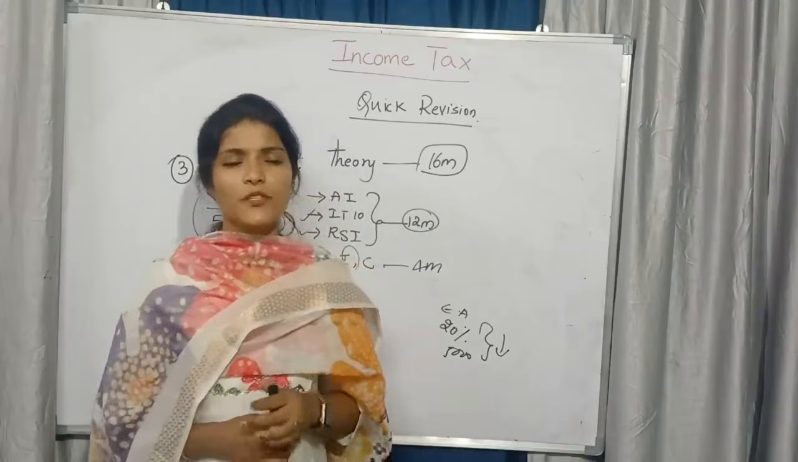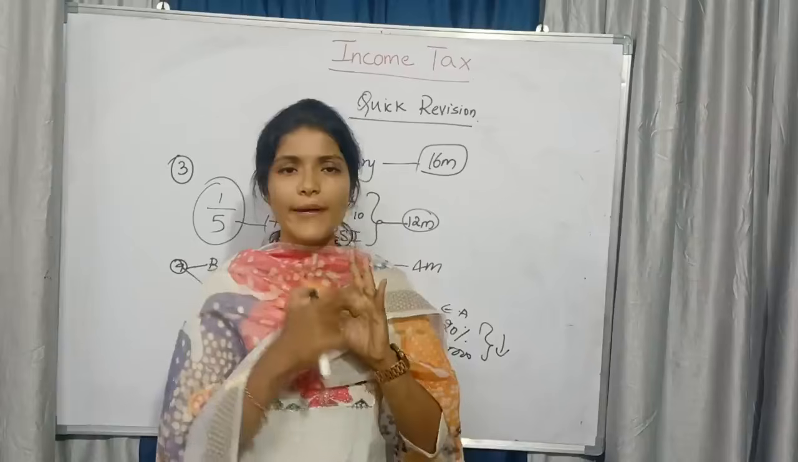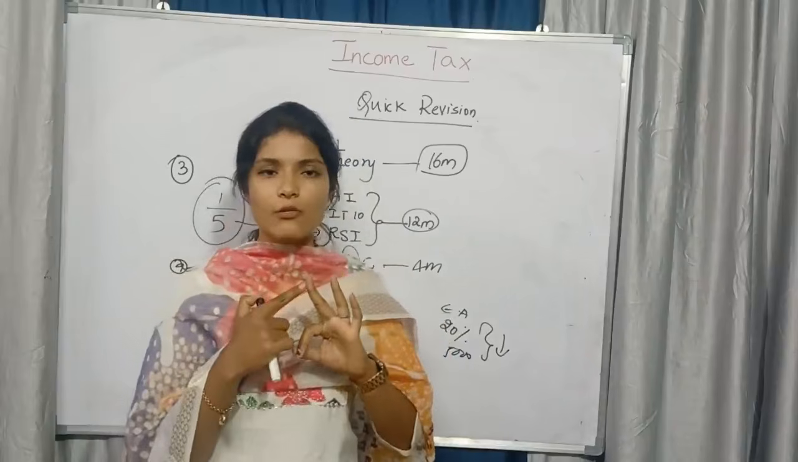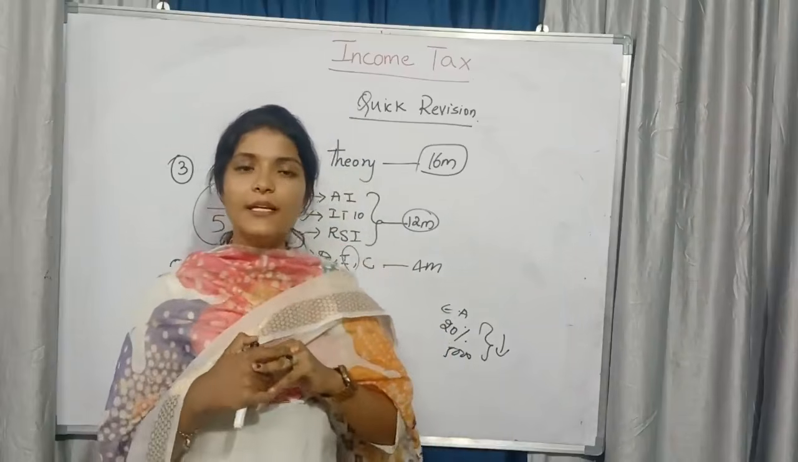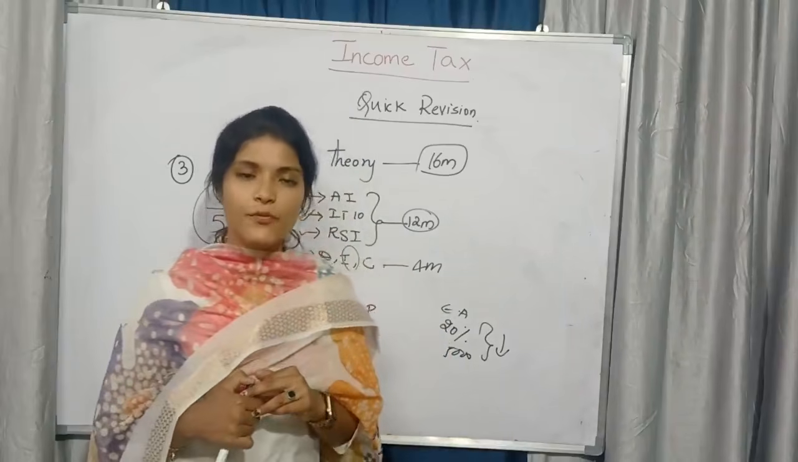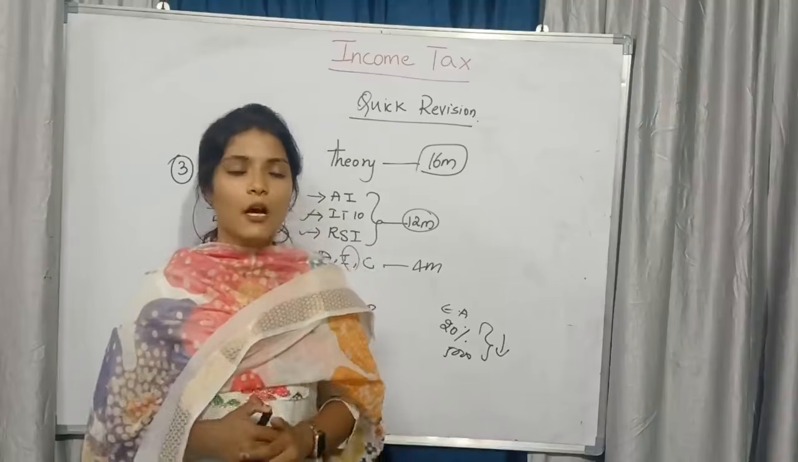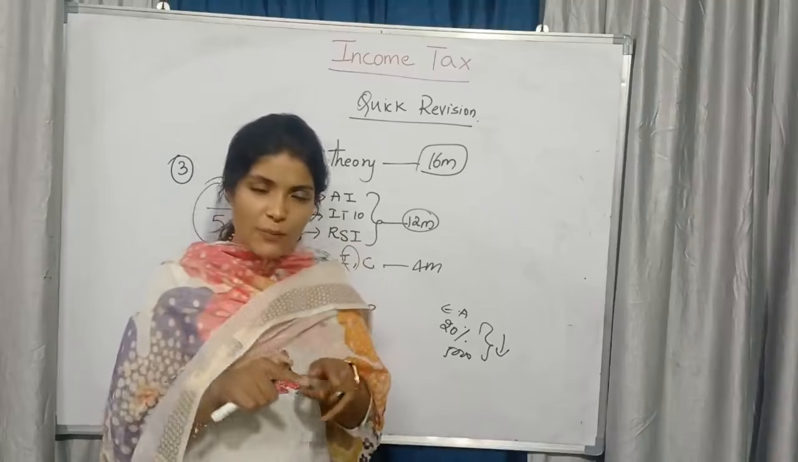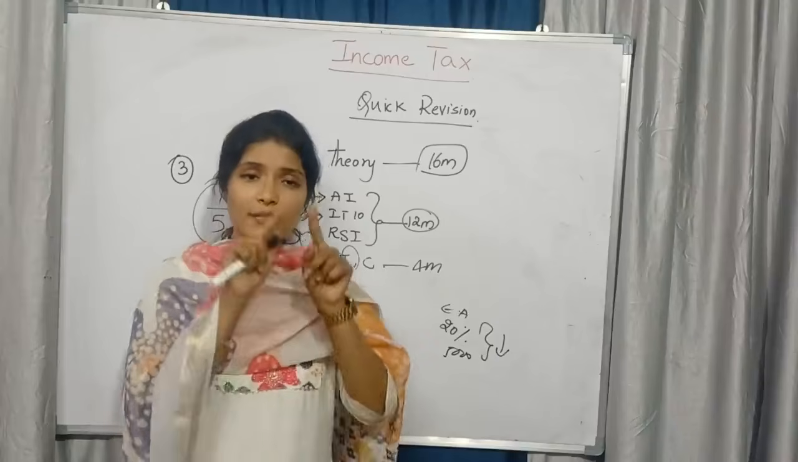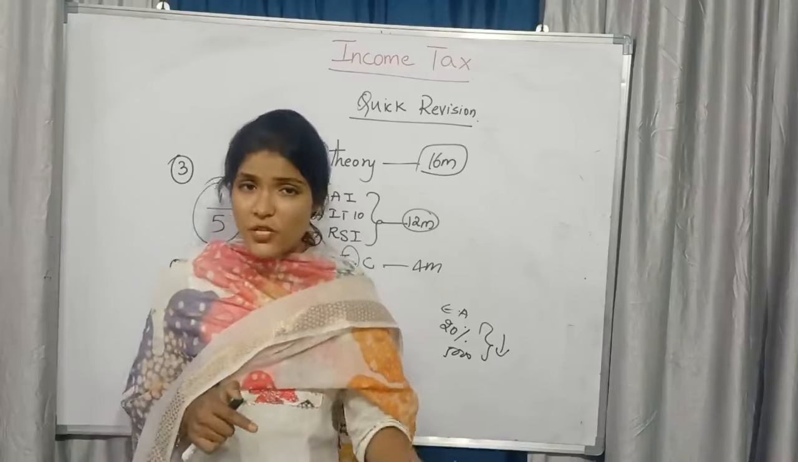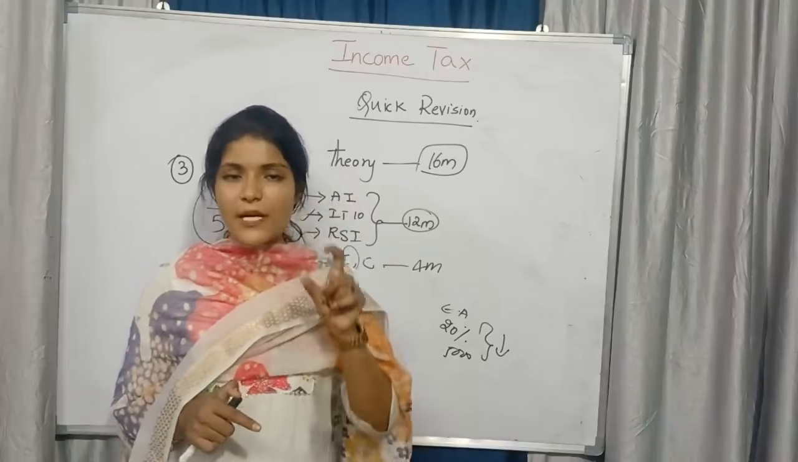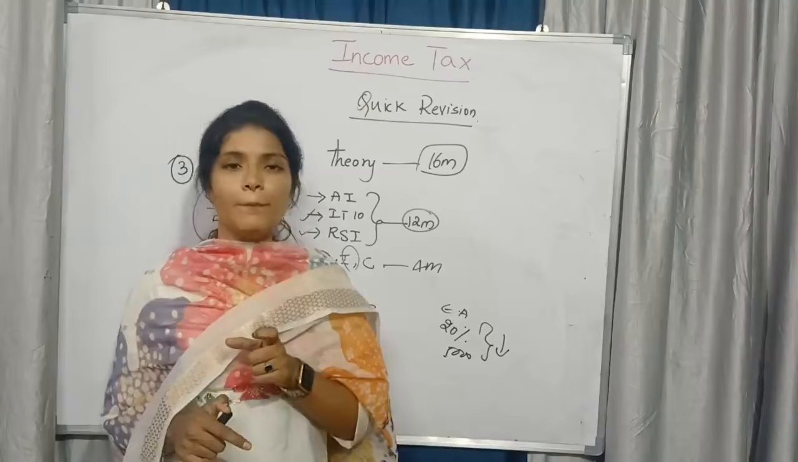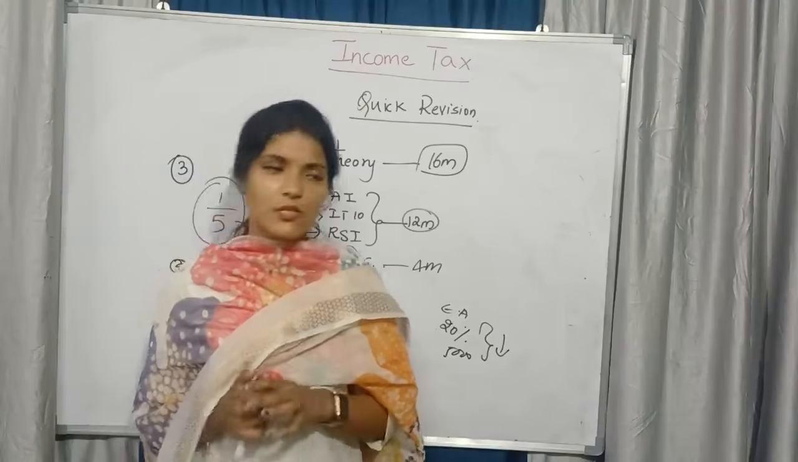Now what about the profession? You will have 3 professions: lawyer, doctor and chartered accountant. Receipts, incomes minus expenses, if you do that you will get the income from profession. Whatever the incomes related to the profession, you take them. Whatever the expenses related to the profession, you should take them. Income minus expenses, you will get the income from profession. Yes. So this is about the fourth unit.